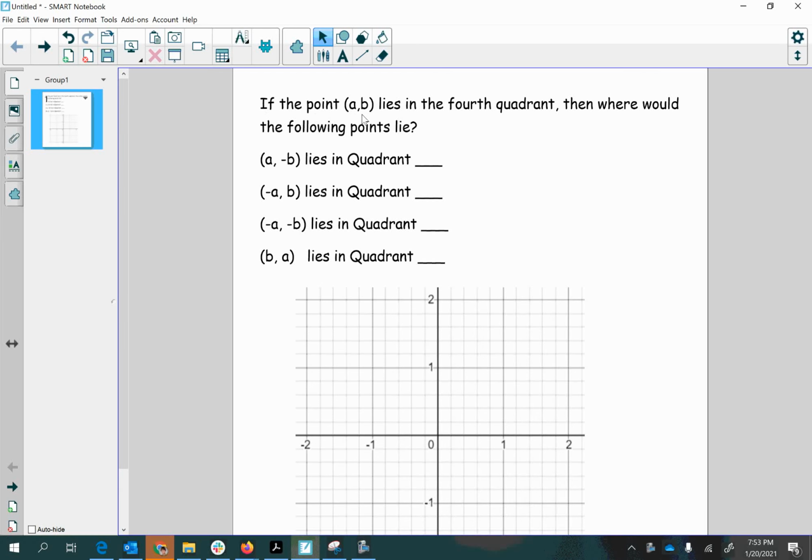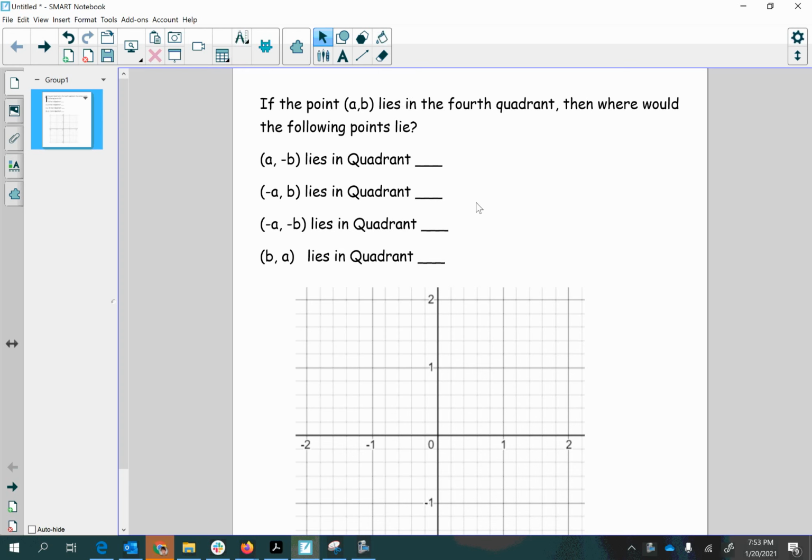The point (A, B) lies in the fourth quadrant, then where would the following points lie? (A, negative B), (negative A, B), (negative A, negative B), and (B, A). Well, this problem sometimes throws students off a bit because they focus just on these parts of it without really carefully reading what it says up here.